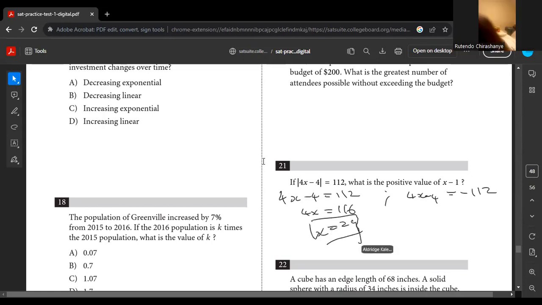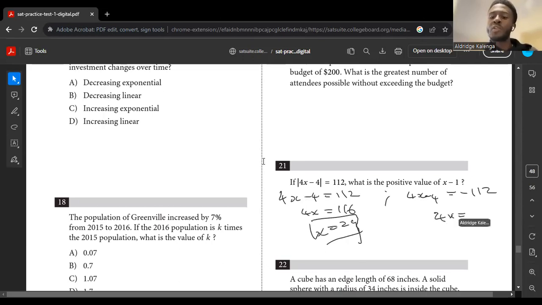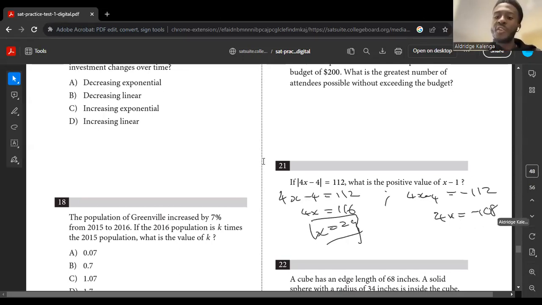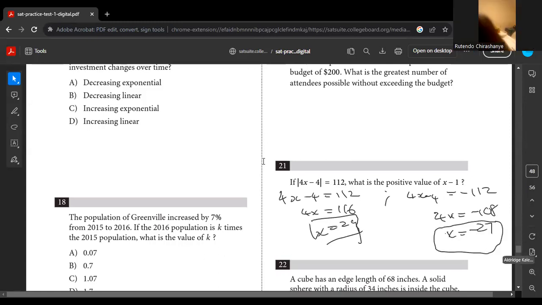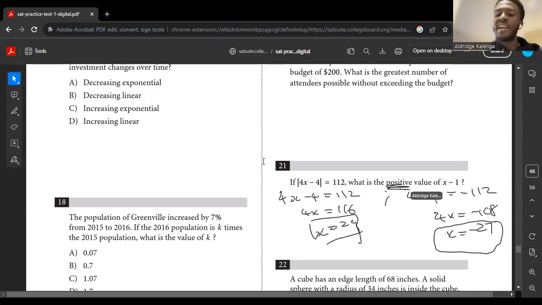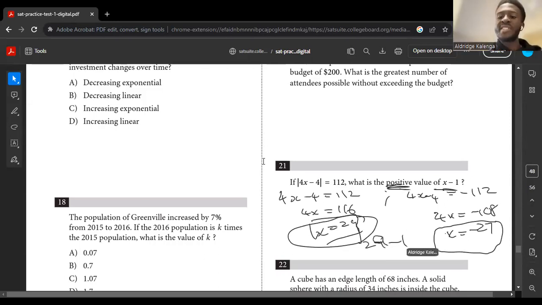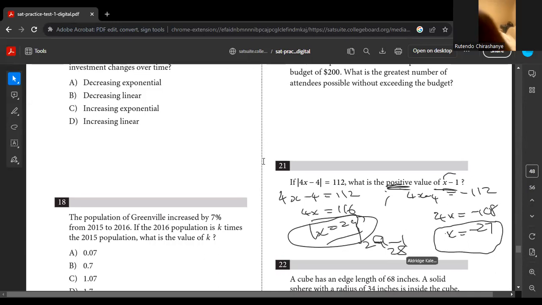So we have our x value here. And then this side, we have 4x is equal to negative 112 plus 4, which is negative 108. Negative 108 divided by 4 is negative 27, but negative 27 minus 1 will give you negative 28. They said, what is the positive value of x minus 1? So you get the bigger one, which is 29. So we get x as 29. 29 minus 1, because it's x minus 1, is equal to 28. So our answer is 28.